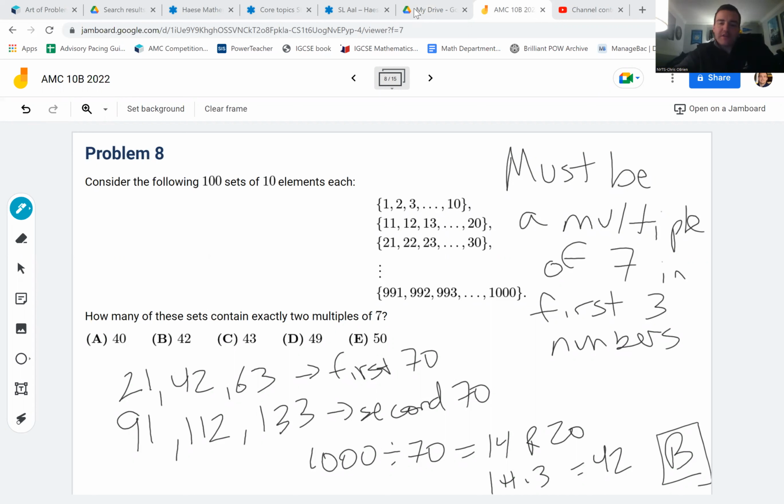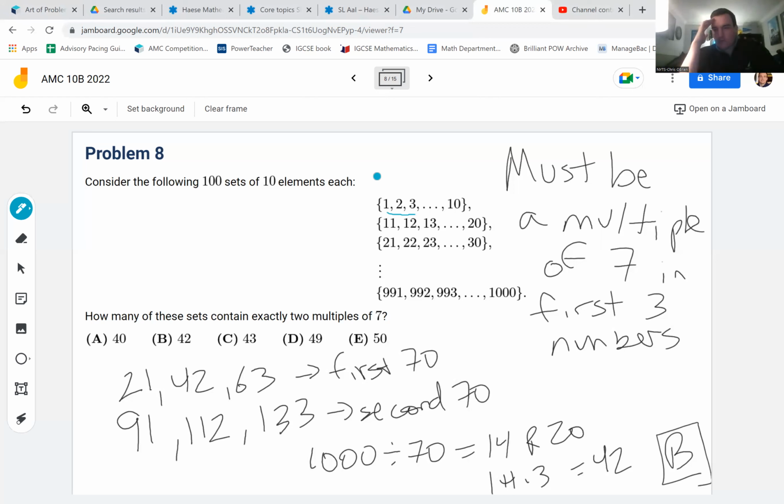Well, to contain exactly two multiples of 7, any two multiples of 7 are always going to be 7 apart from each other, obviously, because it's 7 plus 7 plus 7. That's how you make a multiple of 7. So they have to be a distance of 7 apart. The only way that's possible is if the first multiple of 7 is within the first 3 numbers in the list. So the first multiple of 7 has to be within the first 3 of each set, right?